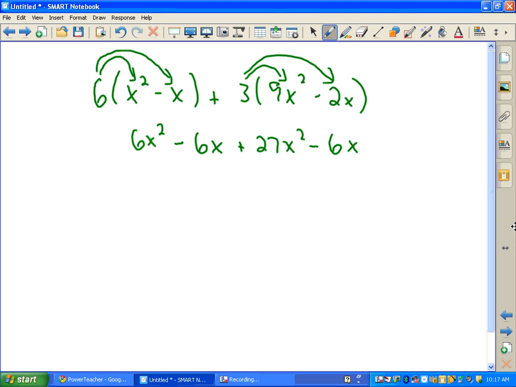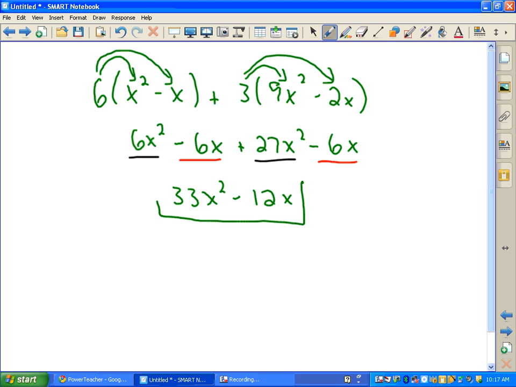And now I just have to go through and combine the like terms. First I see I've got a 6x squared and a 27x squared. 6 plus 27 is going to give me 33x squared. And then I have a negative 6x and a negative 6x. So negative 6 minus 6 is negative 12. And that's negative 12x. If you have trouble with your negatives, always use your calculator to make sure you're getting that right.